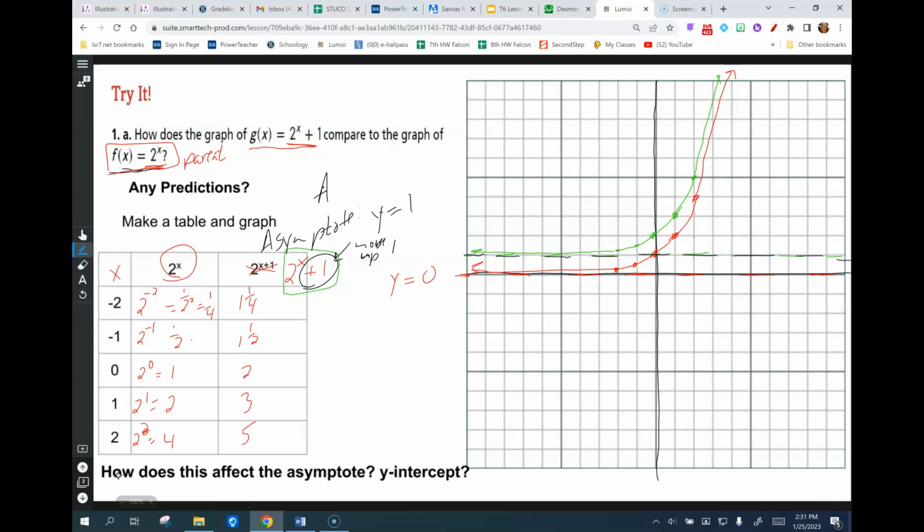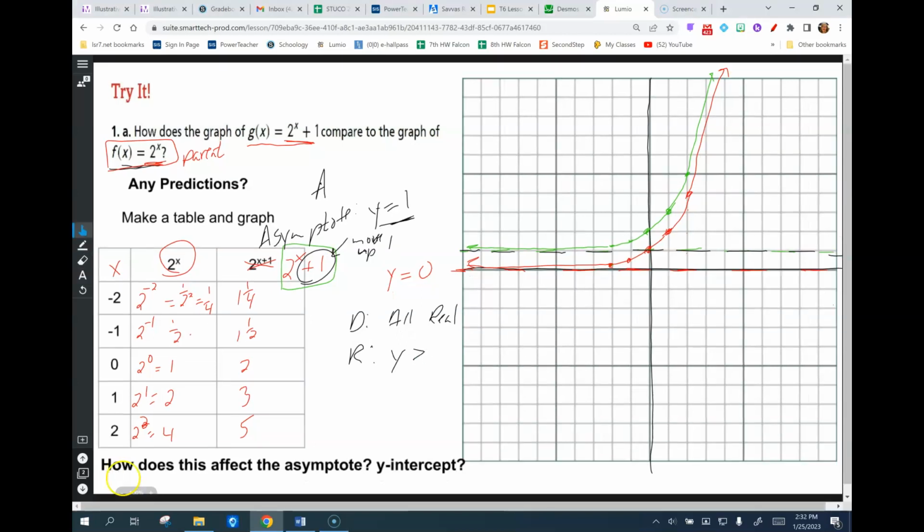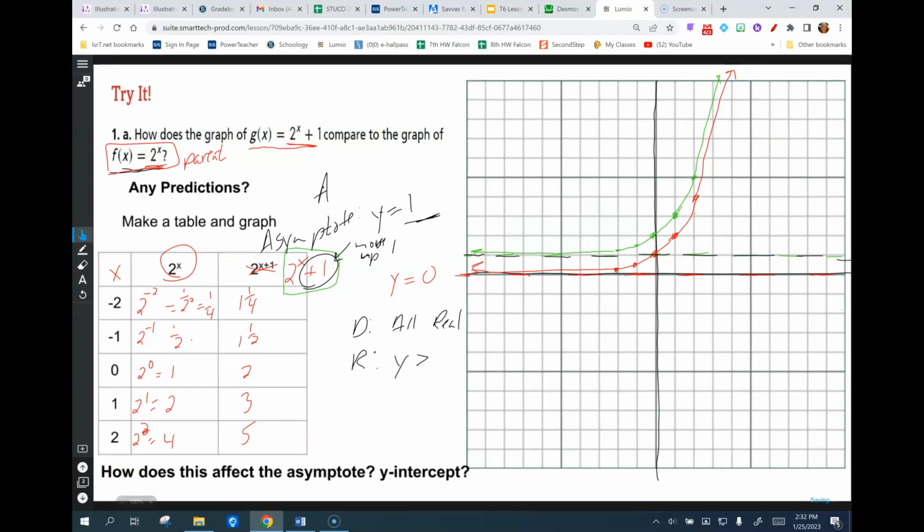Does my domain change? Can I have all the same stuff? Yep, all real numbers. Does my range change? Yes, it does, because my range is based off of my asymptote. My asymptote is 1, so my range is going to be y is greater than 1. Okay? So that asymptote determines your range. It's still an increasing function. But do you see what happened with this right here?